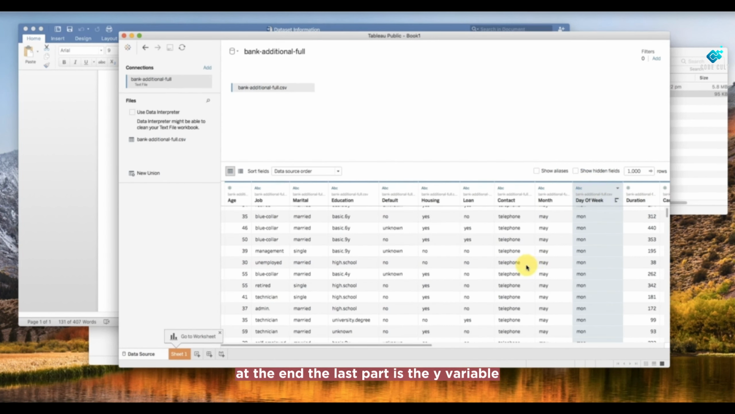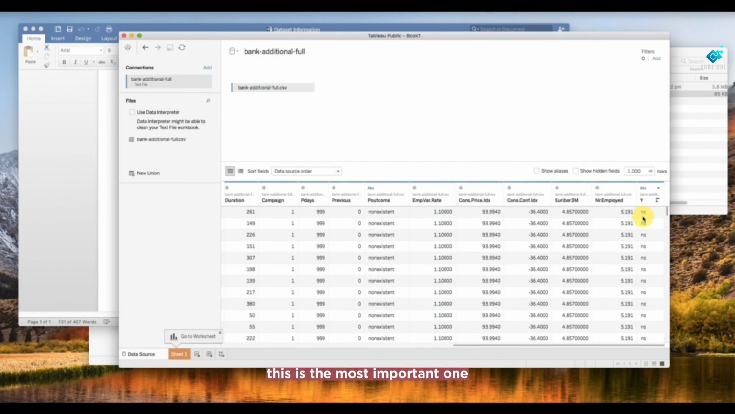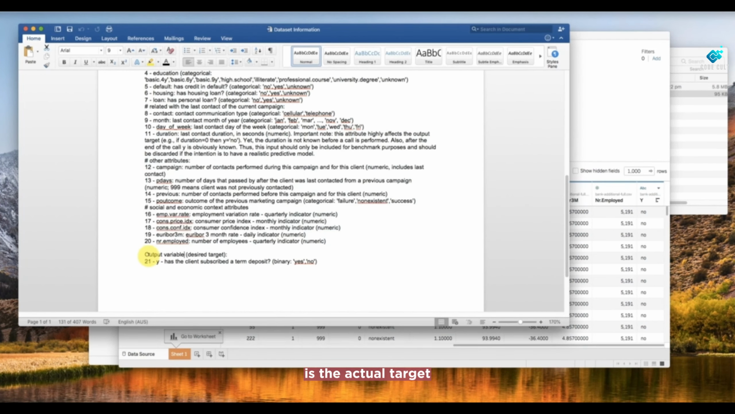Oh, and by the way, the last part is the Y variable. This is the most important one. It's the yes, no variable, the actual target. So has the client subscribed to a term deposit? It's actually what we know. We already know whether or not they subscribed to a term deposit. We're going to be trying to predict that.